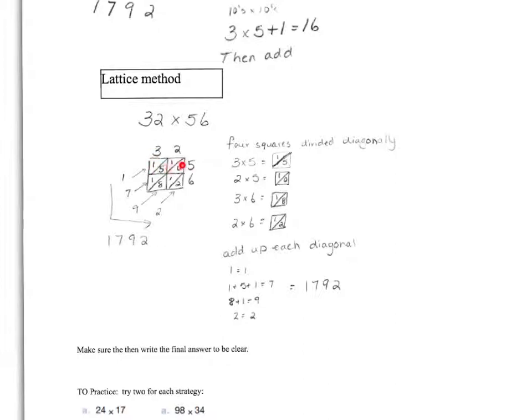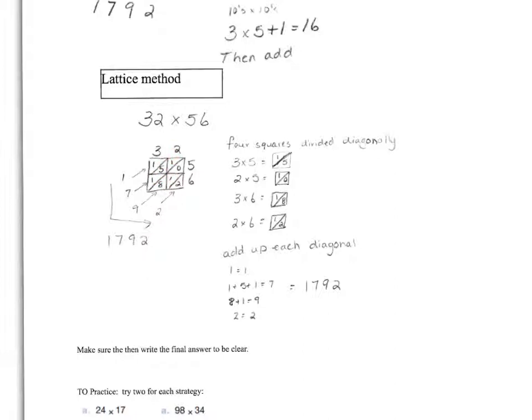Now within each box again, we are multiplying those two. So for example here, 2 times 5 is 10. The 1 goes in the top diagonal or triangle, and the 0 goes in the bottom triangle. Over here it's going to be 5 times 3, which is 15. 1 goes in the top triangle, 5 goes in the bottom triangle.